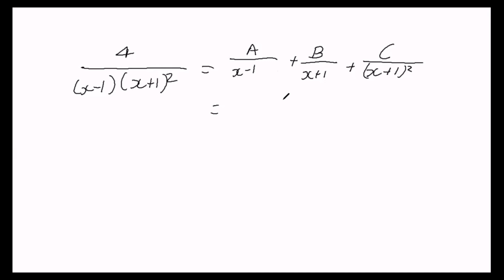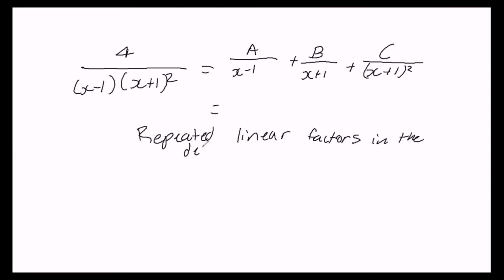So that's what happens when we have what is called repeated linear factors in the denominator. And that name probably makes a decent amount of sense given what's going on, because here we're repeating and iterating through with multiple linear factors on the denominator.